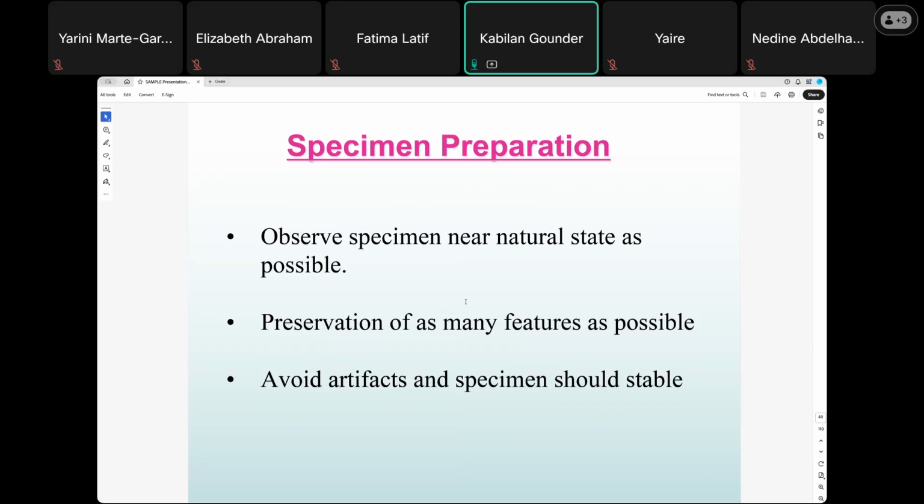So this is the basic goal: after processing your sample, it has to be as near to its natural state as possible, and many features have to be preserved. Then only will you get a clear image of the structures.